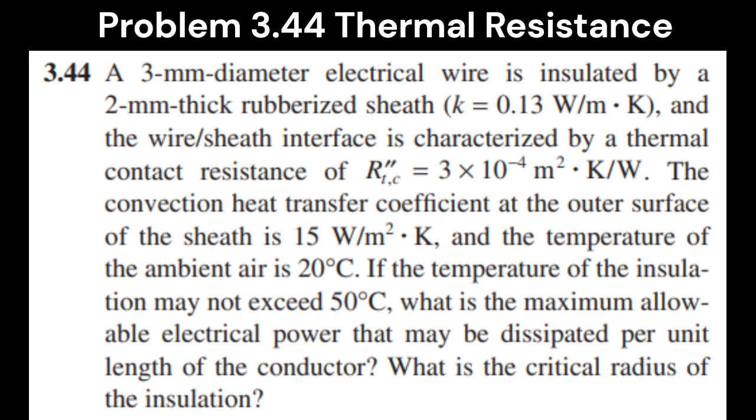It then asks, if the temperature of the insulation cannot exceed 50 degrees C, to find the maximum allowable electrical power that can be dissipated per unit length of the conducting wire. It also asks for the critical radius of the insulation.